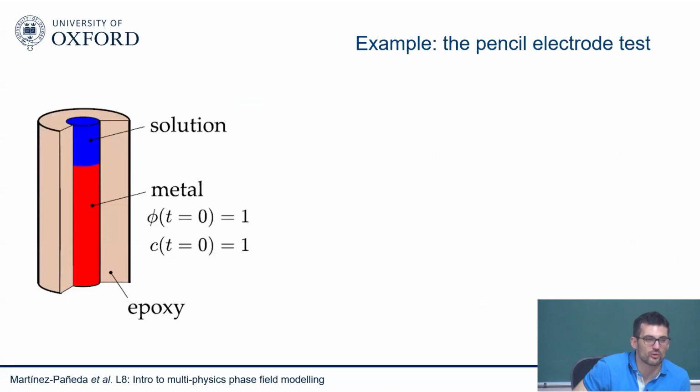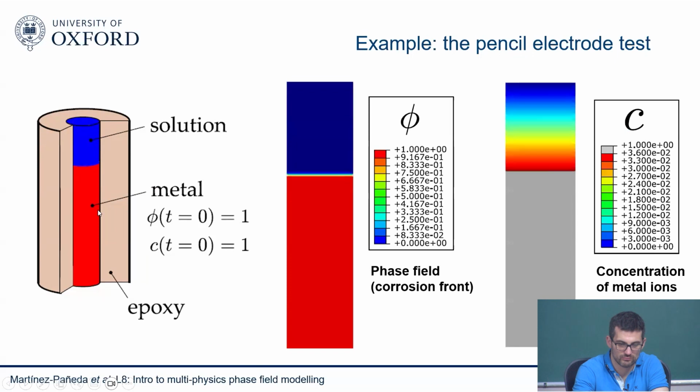So then I'm going to show you a little bit how this model works, and I'll do that with a very classic benchmark, which is the pencil electrode test. Here you have basically a bar of metal, exposed to a solution and covered by an epoxy. So this is basically a 1D problem. You have 1D corrosion. You have the solution, the metal losing atoms, the metal reducing its size and the solution progressing.